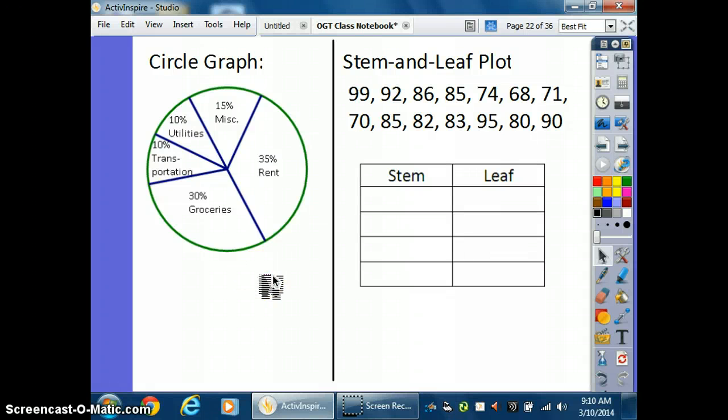Hi, this is Mrs. Secor, and let's finish that notebook on the OGT. We're going to focus on graphs now, if you can find this page in your notebook.